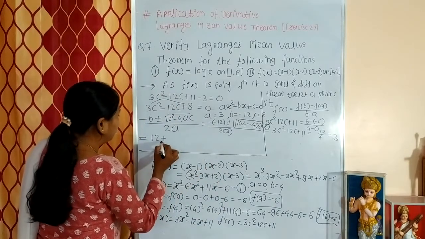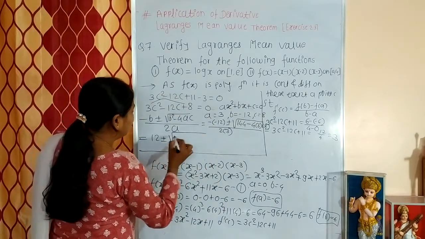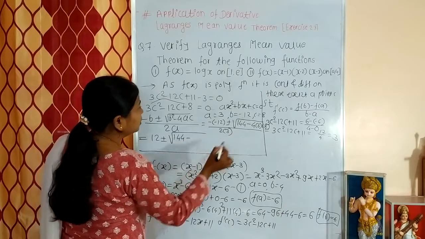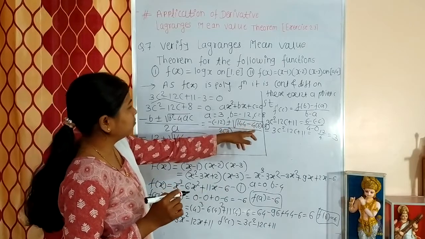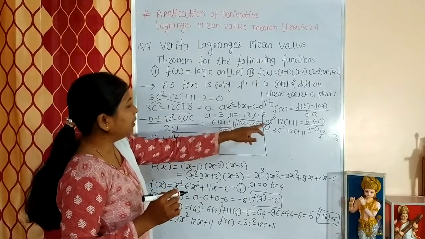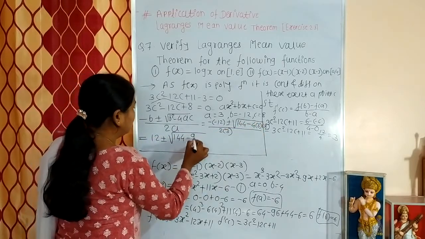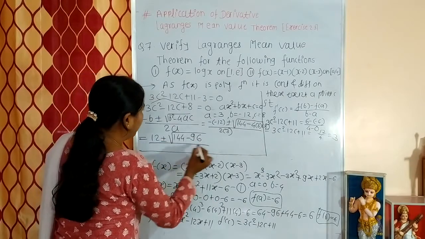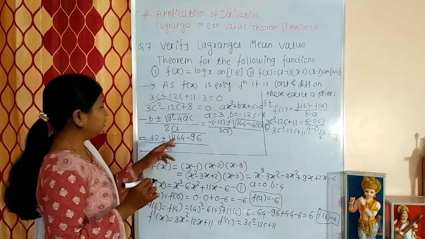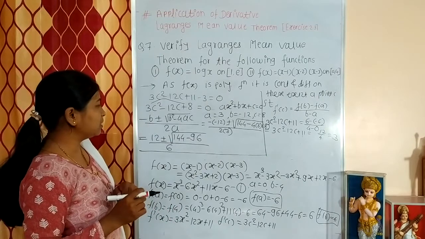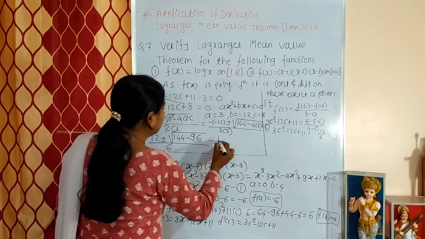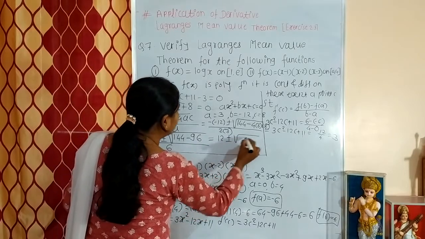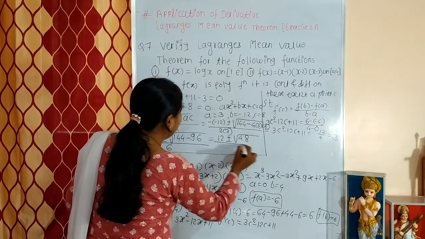Plus 12 plus minus, 144 minus a multiplication we will take: 4 into 3 into 8 then 96 divided by 6. Okay, 144 minus 96 that is 48. Okay, then this has 12 plus minus 48 divided by 6.